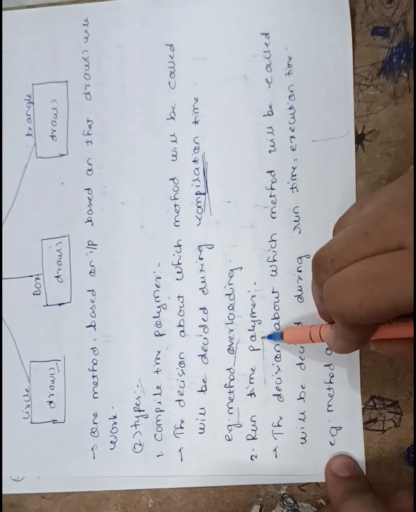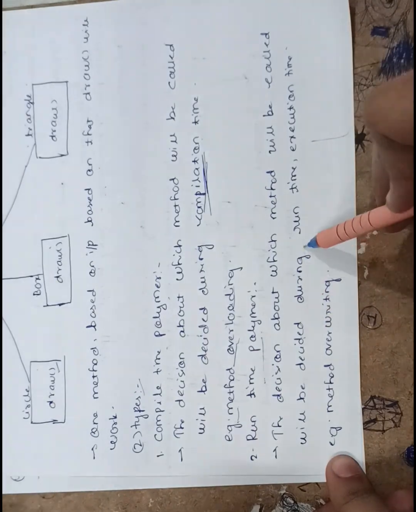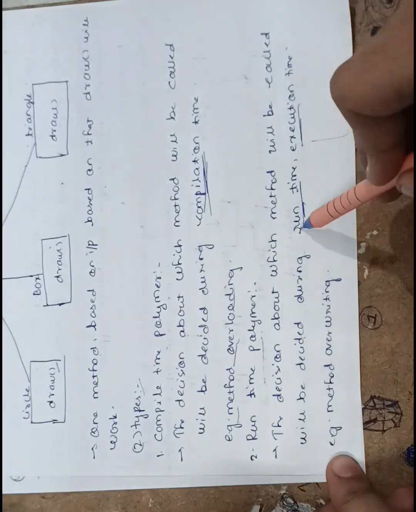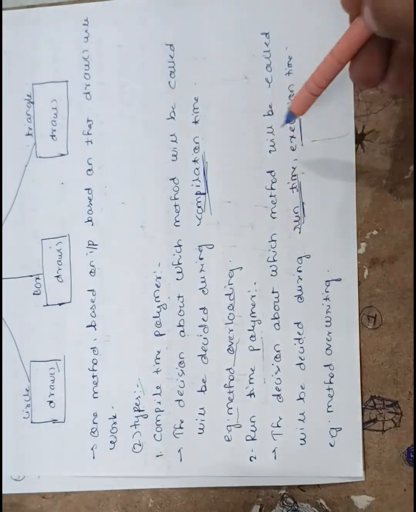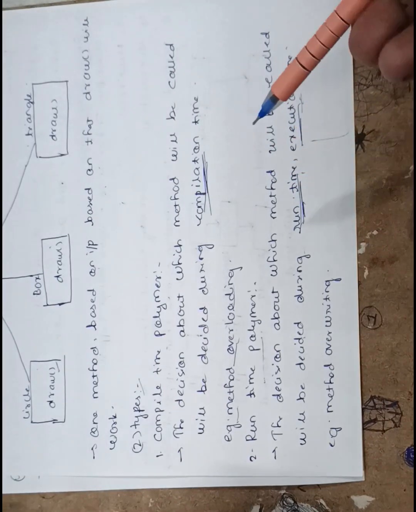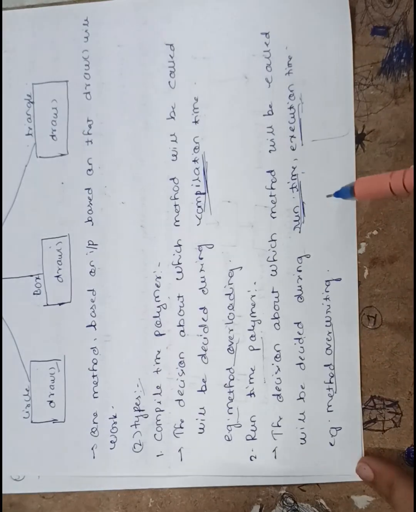Now runtime polymorphism: here the decision about the method is made during runtime, that is, the execution time after compilation. We run the program, right? Then during that execution time the decision is made about which method should be used. The example of it is method overriding.